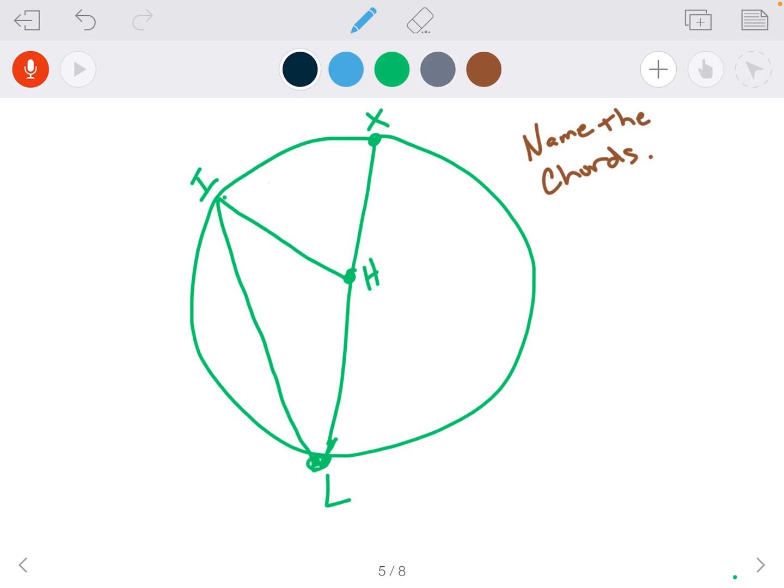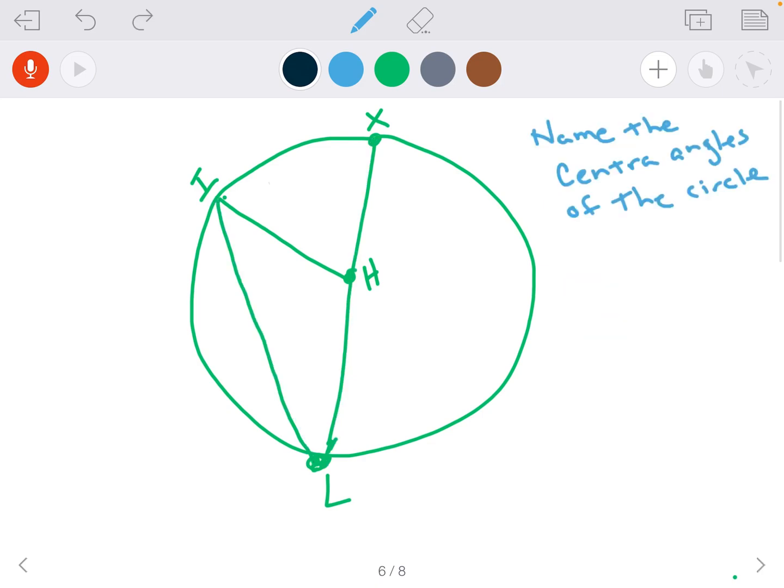Naming the chords. Chords have endpoints on the circle. So I notice I have an I and an L here. So segment IL or LI. Notice that I have another chord that is also the diameter, but it's also a chord. So then we have XL or LX. So those are the two chords in this circle. And then we go to the next problem. And if I'm going too fast, back up, pause, take it all in, rewind, listen to it as many times as you need.